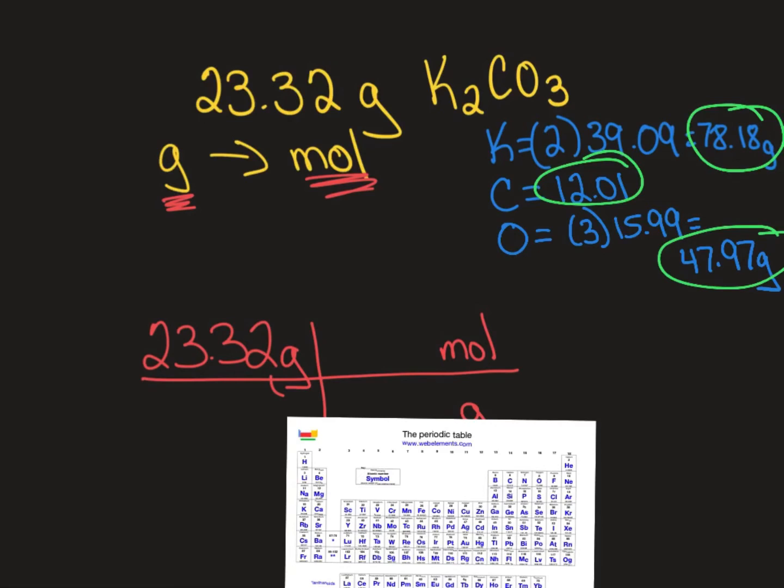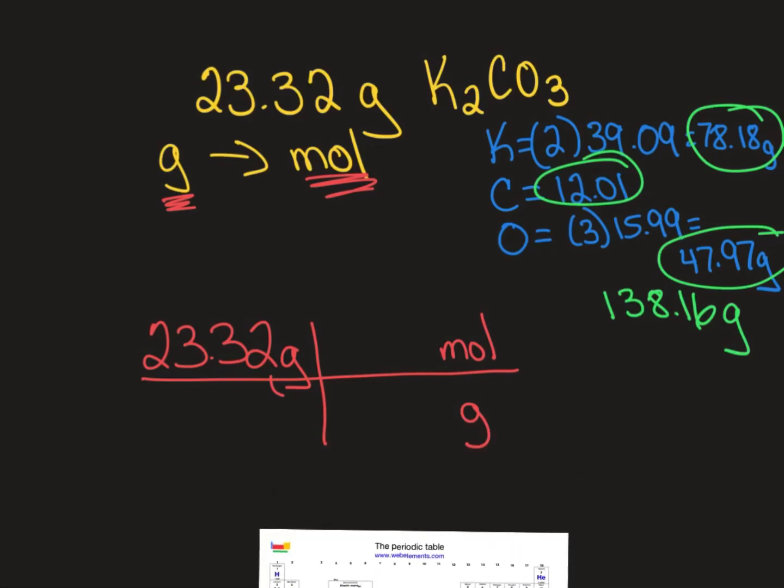So 47.97 plus 12.01 plus 78.18, and you get a total of 138.16 grams. Okay, so now we have our relationship, and we can plug in our numbers and finish the problem. So what we just calculated is that in 1 mole of potassium carbonate, we have 138.16 grams.